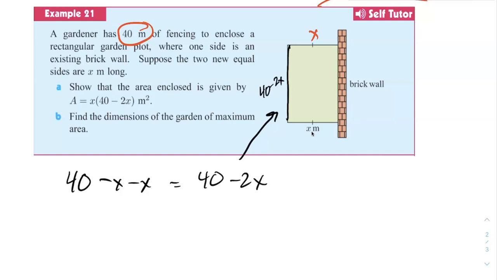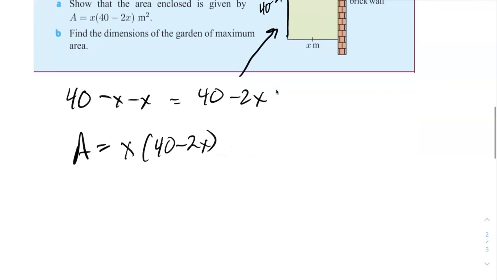So that's that side of fencing. If I want area, area is its length times width. So my area is going to be x times (40 minus 2x). Distribute. I get 40x minus 2x squared is my area. I guess I should have stopped right here, because that's what they're talking about. Okay, so there you go.